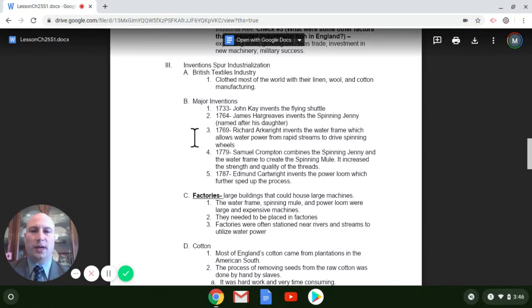This ran off of water power from an outside source like a river or a stream, which then turned a ball bearing, which then turned a wheel inside the factory to drive and propel all of the machines.